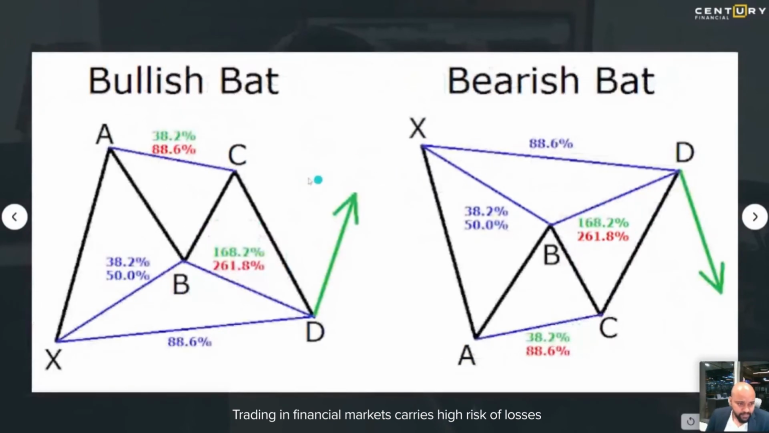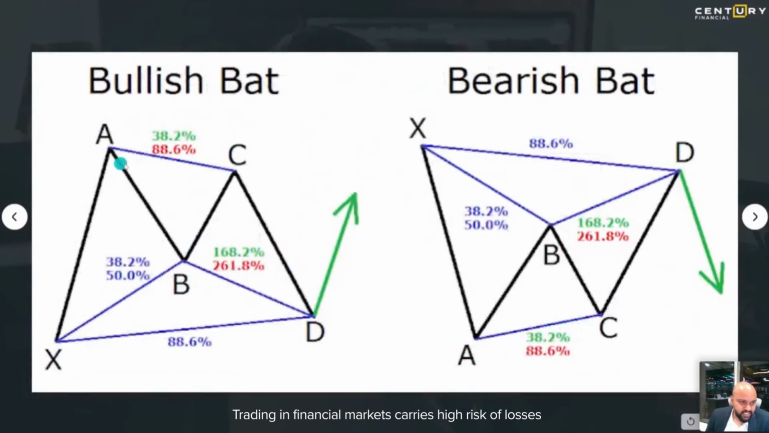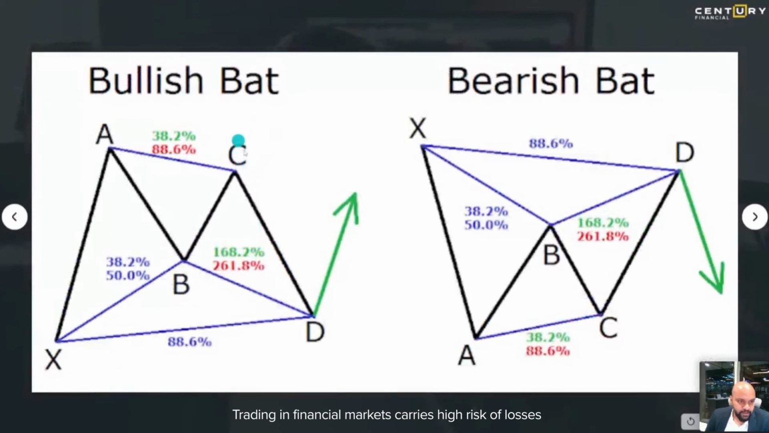So in this case, B ended at 61.8. In this case, the B should end anywhere between 38.2 or 50%. Okay, and the C remains the same, but the D again differs. D has to be between 261.8 or 168.2, or XA of 88.6. Now, luckily, just a week back, we had a good trade that we got on a bullish bat pattern. I will show that to you on the live chart.